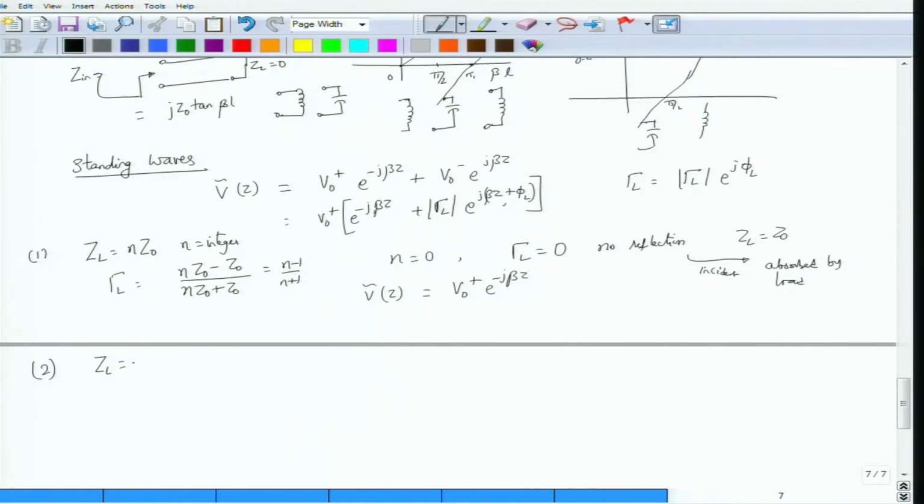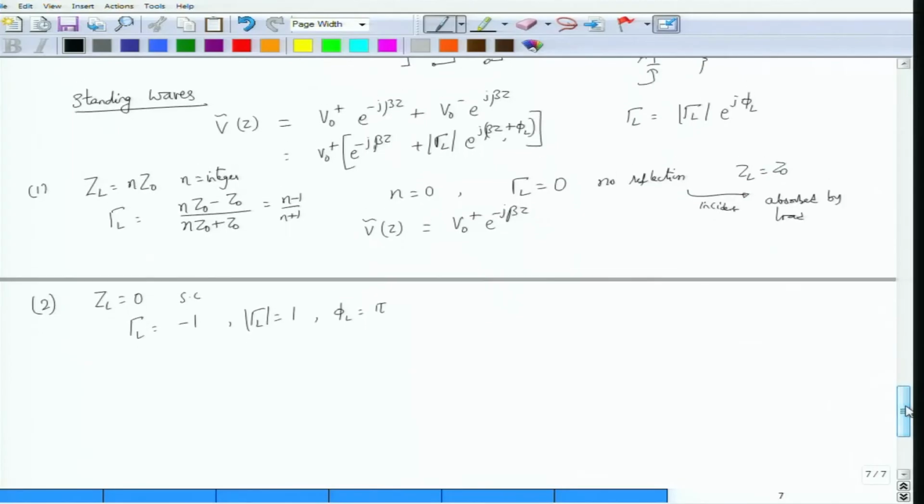You short circuit the load side. Okay. So if you short circuit the load side, your gamma L will be equal to minus 1 because ZL is equal to 0. So you get gamma L of minus 1. You can, if you want, find out what is the magnitude of gamma L, which will be equal to 1, and the phase angle phi L will be equal to pi. Now substitute these expressions into the voltage phasor expression on the transmission line.